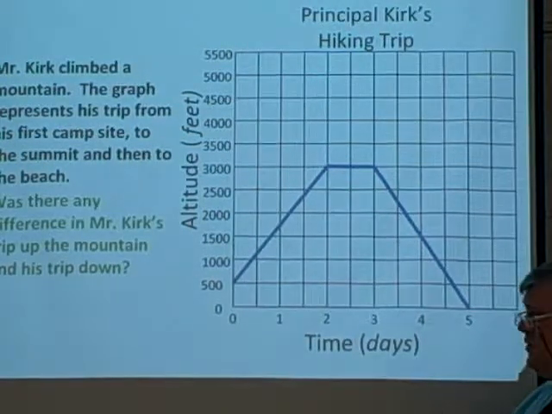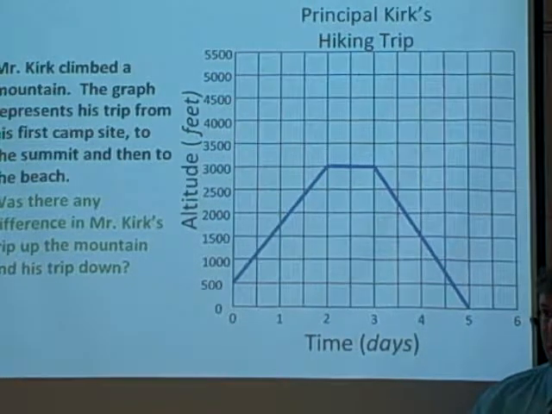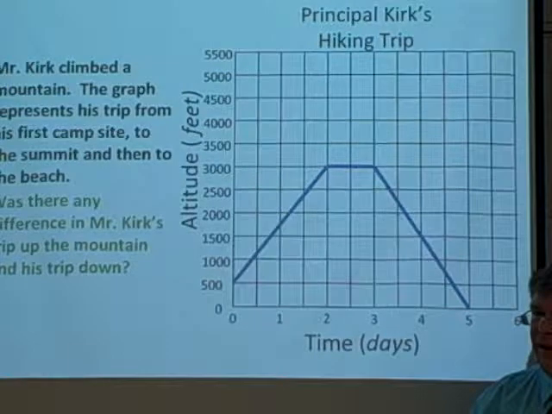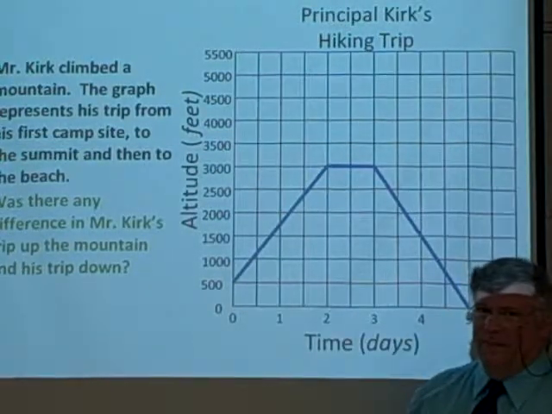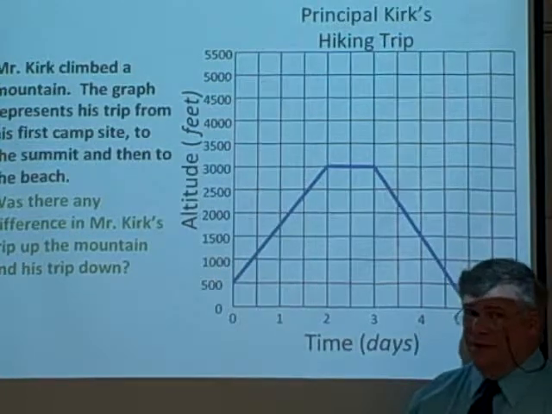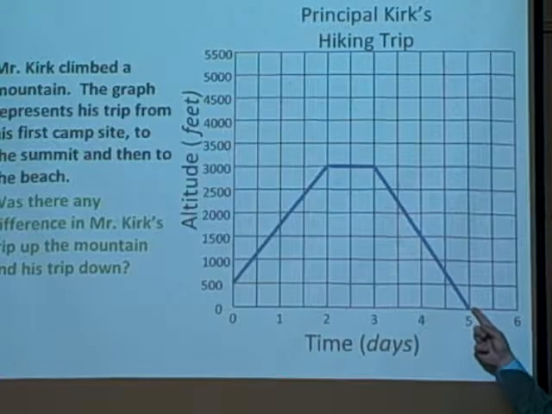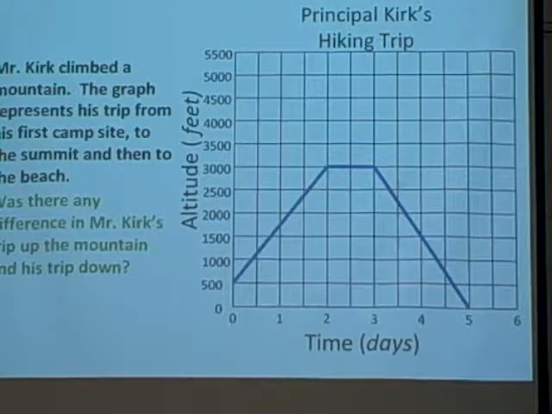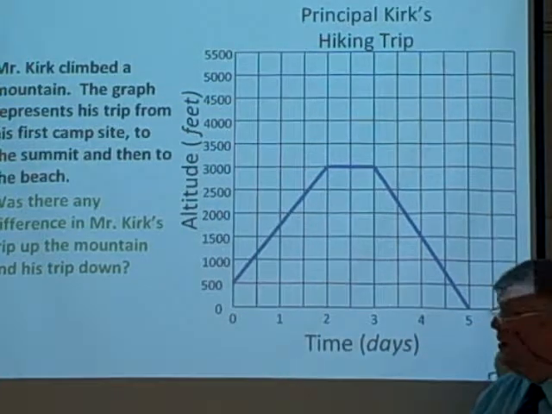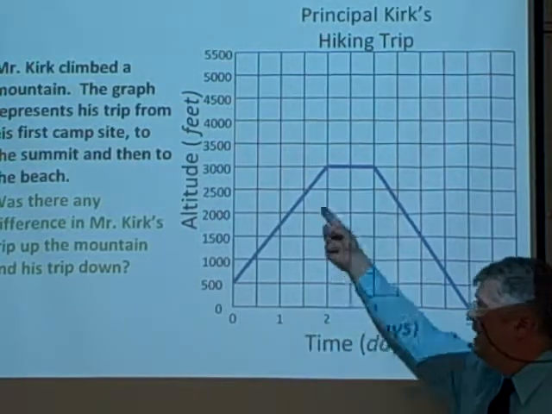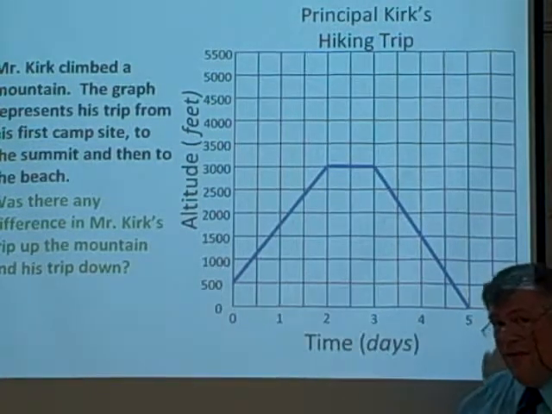Was there any difference between Mr. Kirk's trip up the mountain and his trip down? Well, aside from the fact that he went up instead of down, there is another difference. On the trip up, he started at base camp. Base camp was not at sea level. At the end of the trip, he went all the way down to sea level from the summit, which means he covered an extra 500 feet down. It took him 2 days to get to the summit, it took him 2 days to get down, but he traveled an extra 500 feet on the way down.